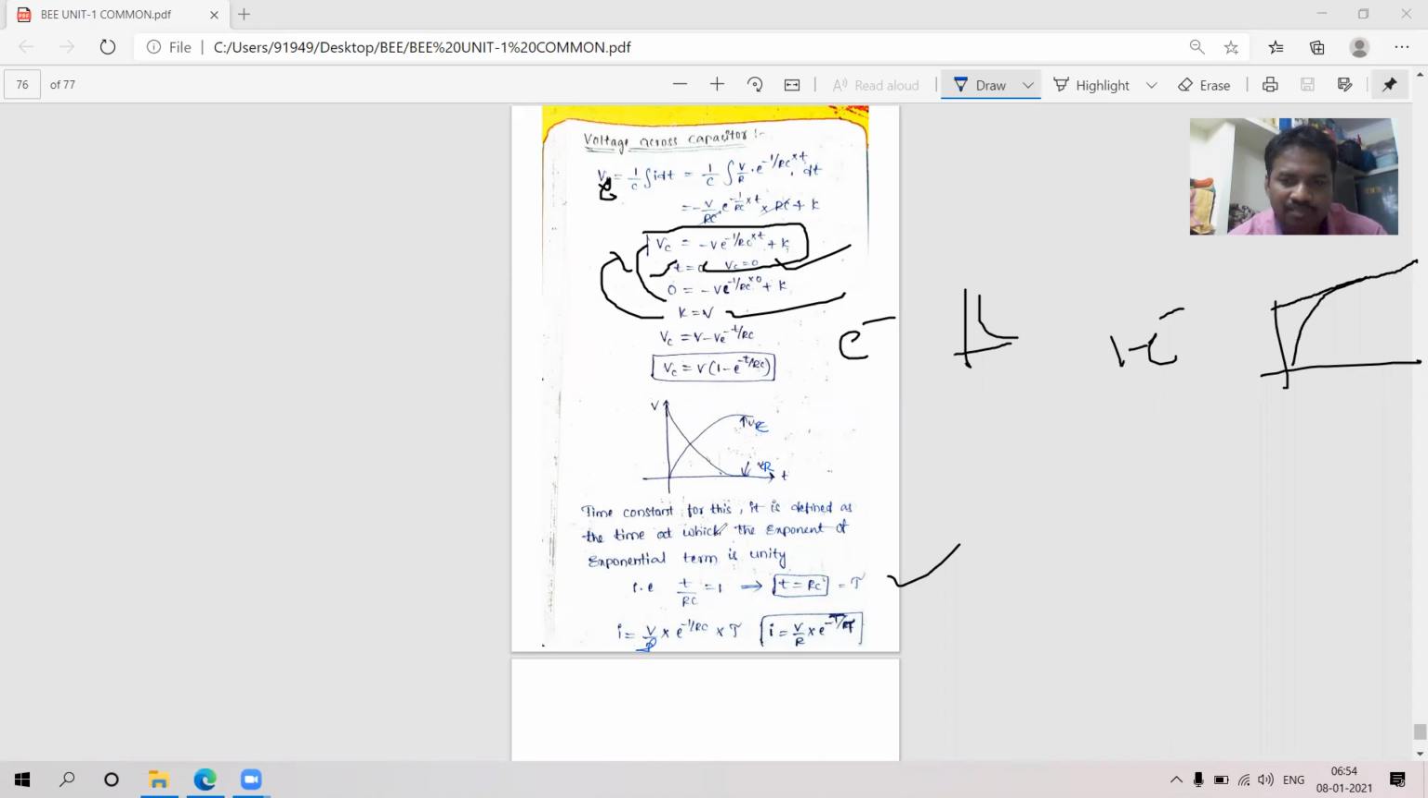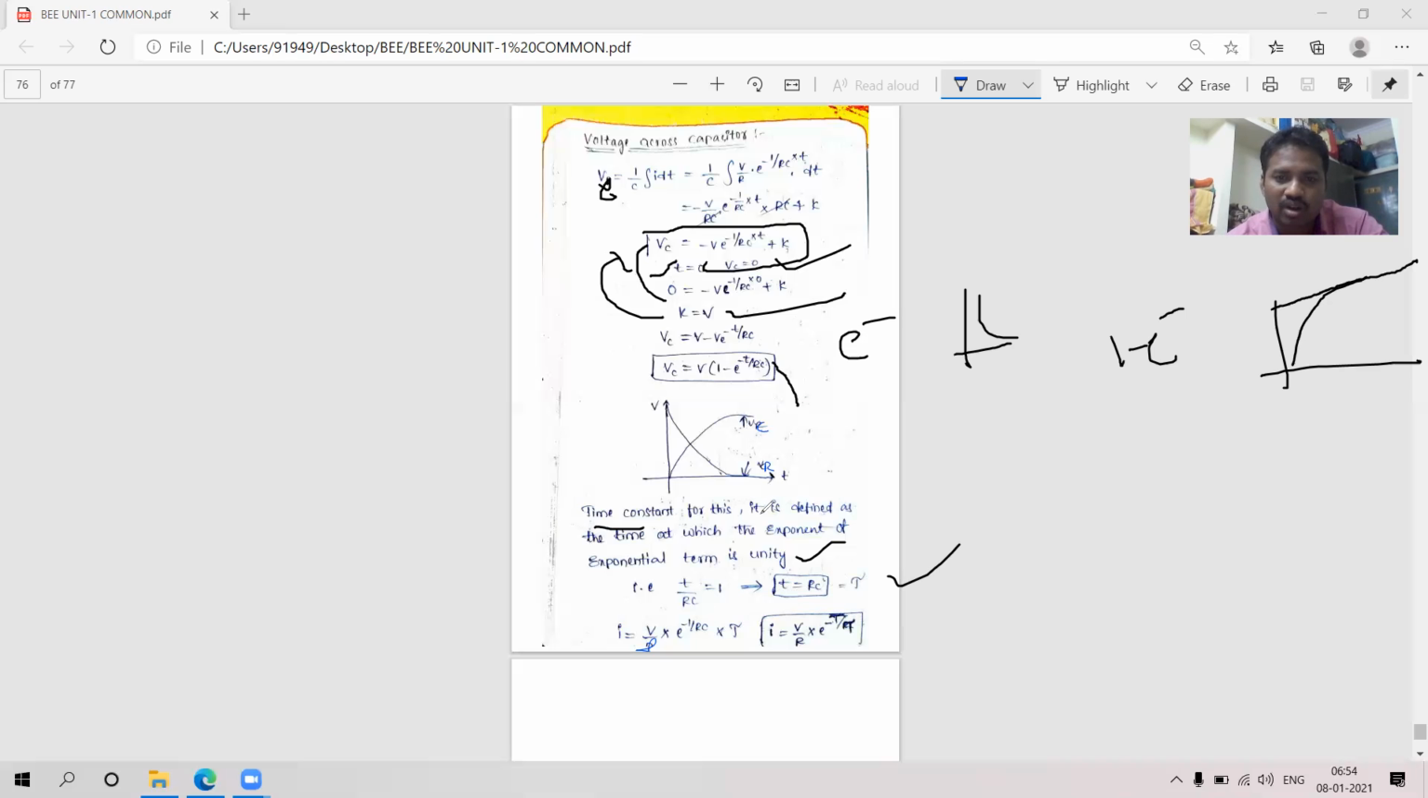So what is time constant? Time constant is defined as the time at which the exponent of the exponential term becomes unity. Here what is the exponent of the exponential term? The exponent is t by RC only. So t by RC is equal to 1, so t is equal to RC, which is called tau. Small t is replaced by tau, so RC is replaced by tau.